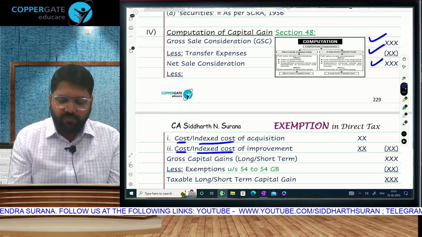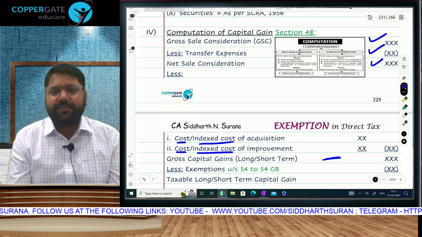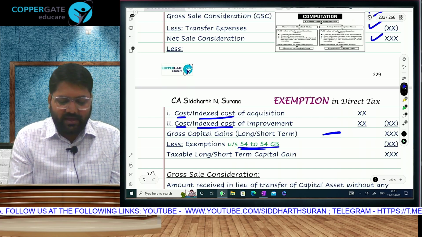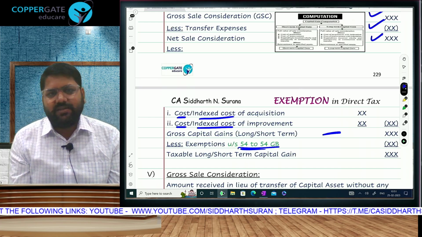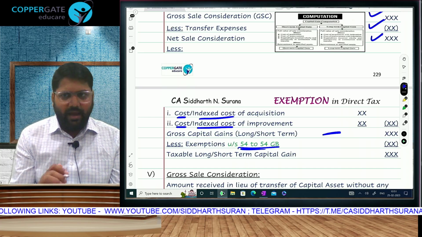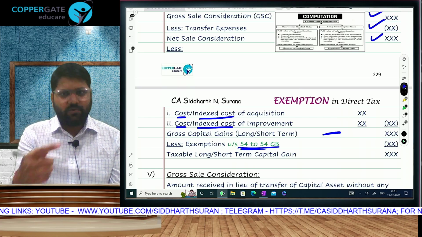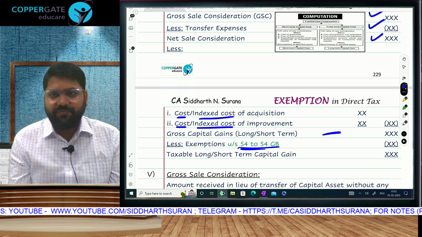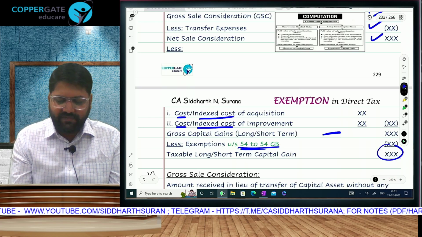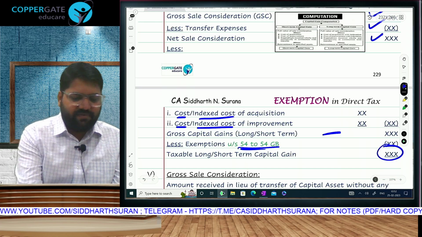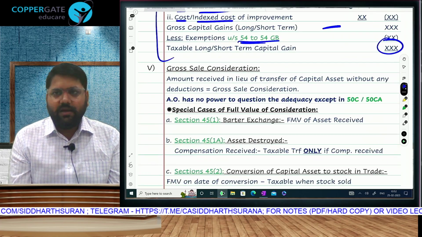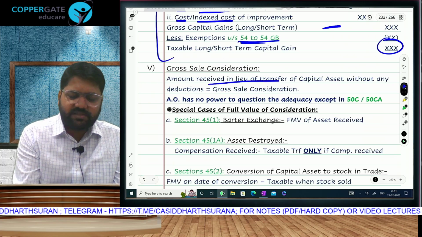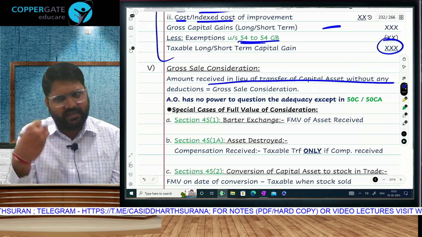This will give us our gross capital gains, and from this we get what are called exemptions, but actually they are deductions, because only if you invest in another capital asset are you going to be eligible for that. So we are going to get exemptions from section 54 to section 54GB, finally giving us our taxable amount. So one by one we will learn the various points in the computation and get done. First point, gross sale consideration. What is GSC? The amount received in lieu of transfer of an asset. When you give your asset, you receive something.